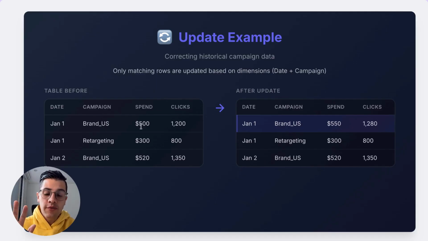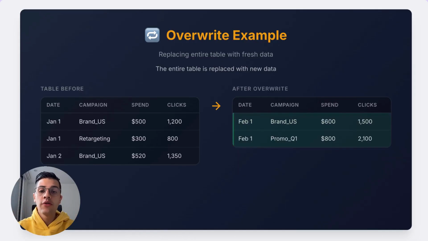So the spend went from $500 to $550, and the clicks went from 1,200 to 1,280. So that's why we only updated that row. And now we're going to see the override mode. In this case, we are kind of destroying the previous table and creating a new one from zero, from scratch.